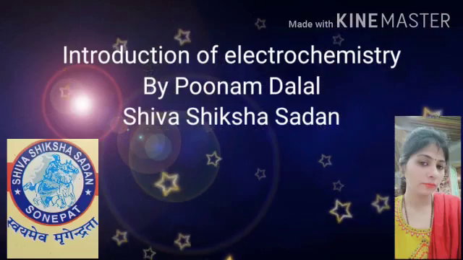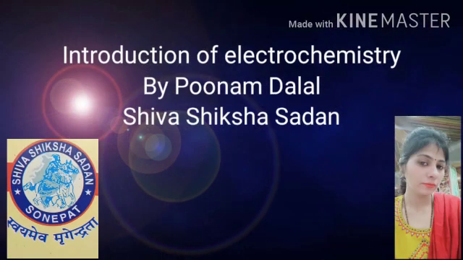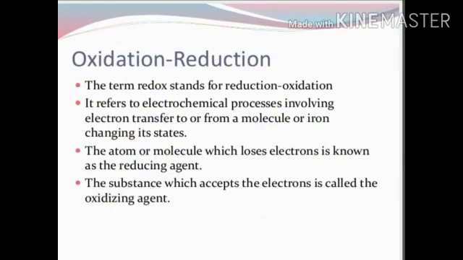Today I am going to take the next chapter of chemistry, that is electrochemistry. Well students, before starting electrochemistry, let us recall redox reactions. We studied about redox reactions in class 11th. According to that, a redox reaction is a reaction which involves both reduction and oxidation. In other words, if both oxidation and reduction take place simultaneously during a chemical reaction, then it is called a redox reaction.